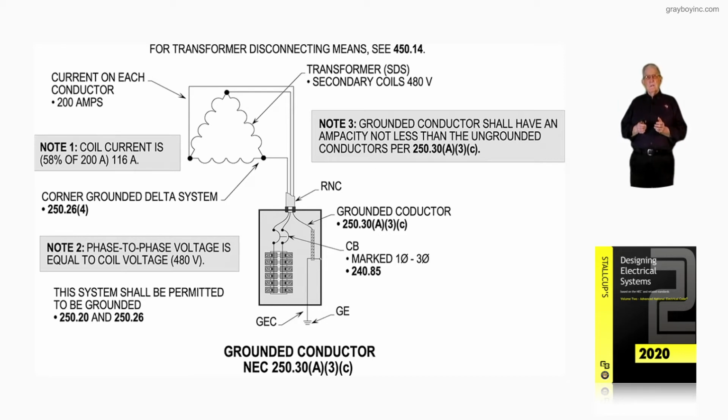But here we're looking at a corner grounded system when it's a separately derived system. And we're just showing the secondary side of this transformer. We're not showing the primary, where the primary is supplied from service equipment or from a sub panel maybe. But notice some important information is given. The transformer disconnecting means, we'd see 450.14.